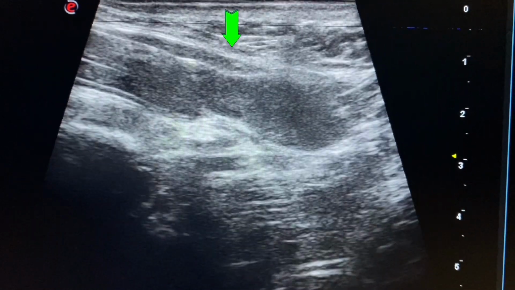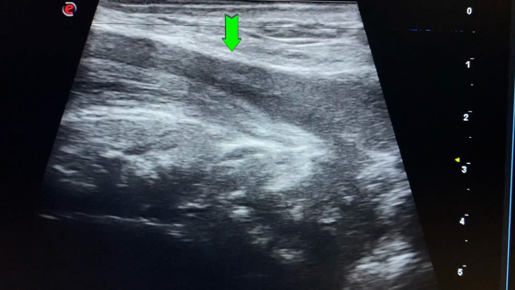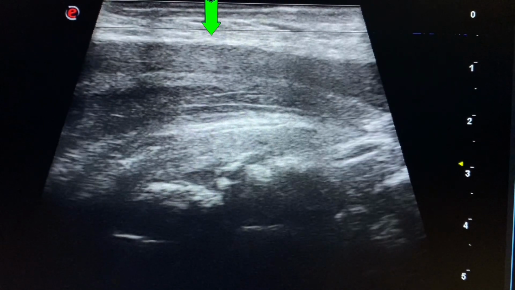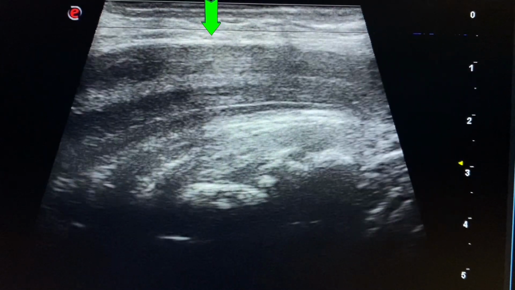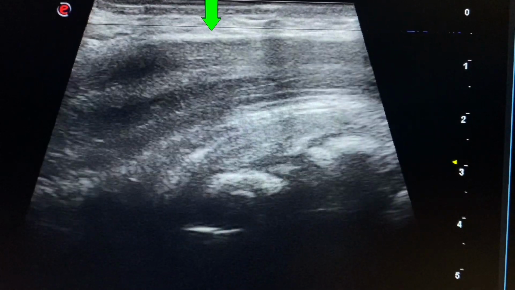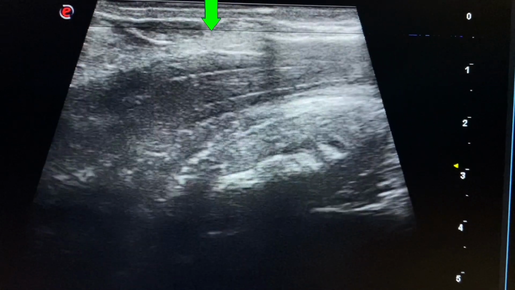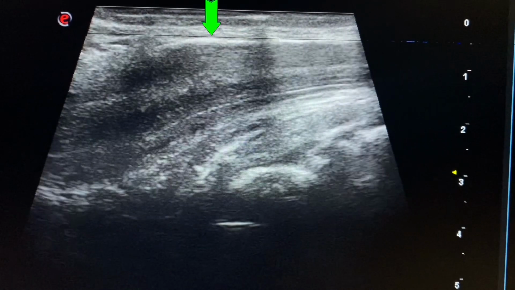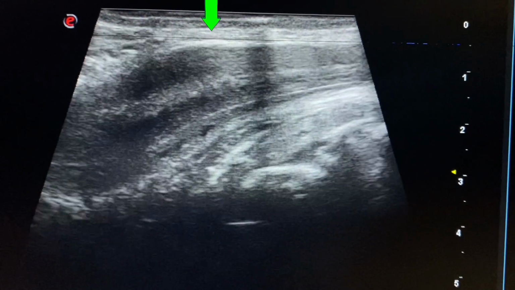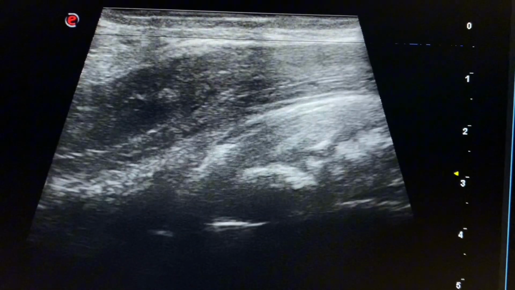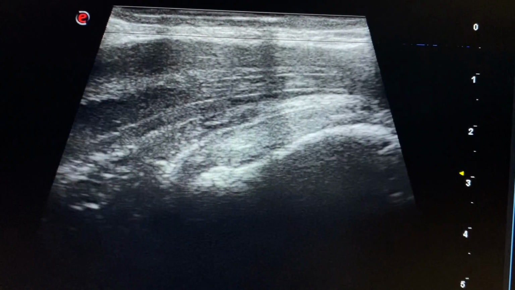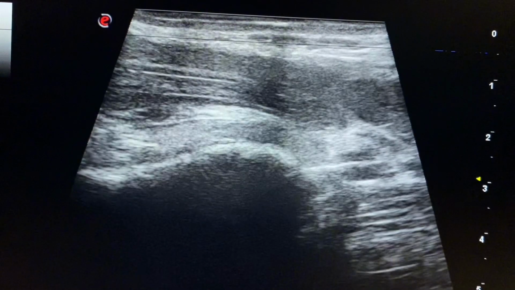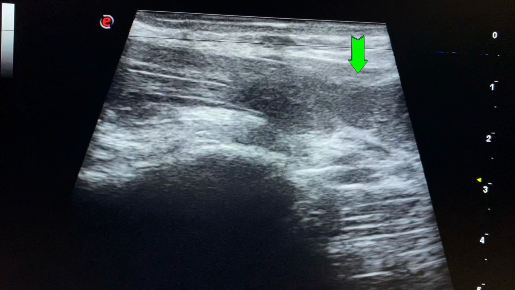Now we continue scanning to see the spermatic cord. Here we see the spermatic cord, which is also less echogenic and appears to be normal as a tubular structure. Here we see the epididymis.